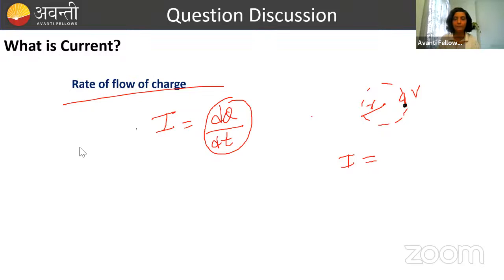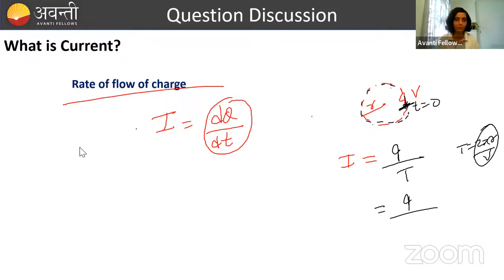So here, just consider at t equal to 0 my charge is here. The charge will move and come here again after one time period. In one time period, the charge that has flown is q. So current will be q by time period. That is the way of finding current if charge is flowing in a circle. The time period will be 2 pi r by v, where velocity and radius are given. This way you will calculate the current.